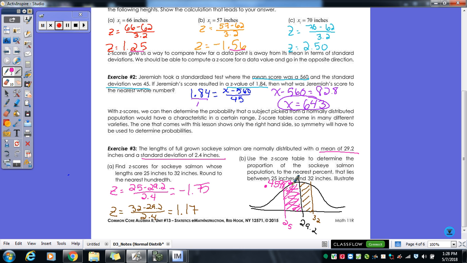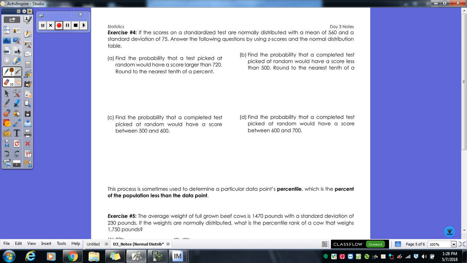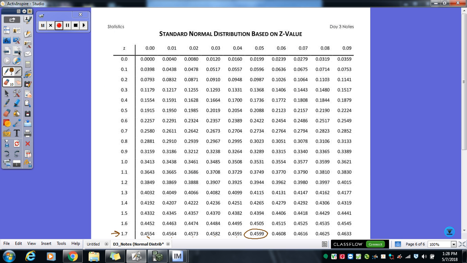So now we have to figure out our other z-score of 1.17. So I go back to my table. Here's my first part, 1.1. And then I got to go over for my 7. Here's my 7. They meet right there, 0.3790.